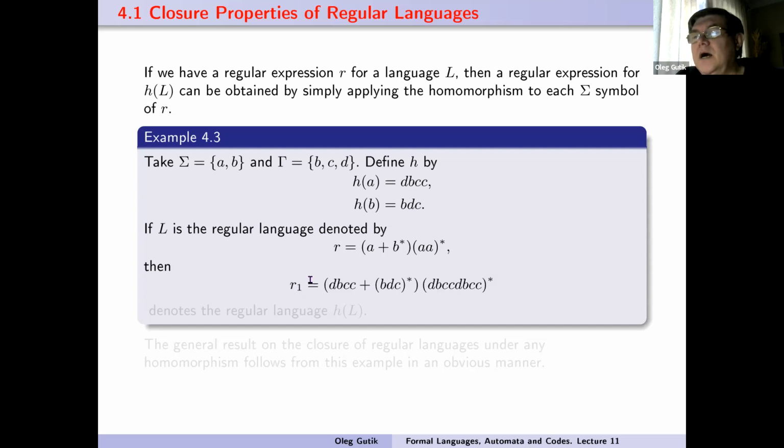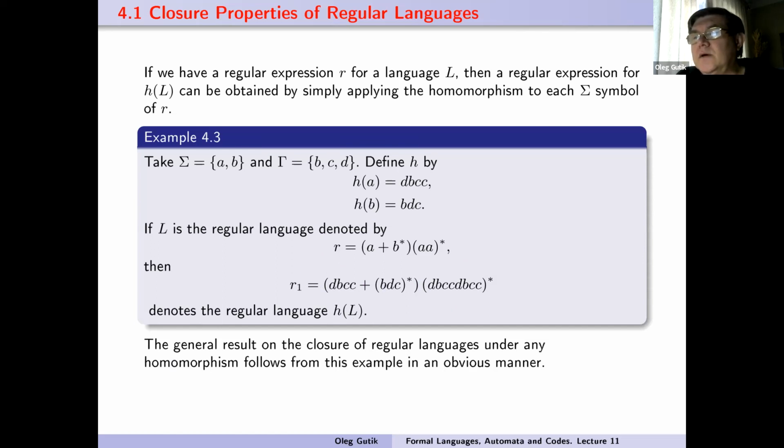If L is a regular language denoted by the following expression r = (a + b)* aa*, then r1 is equal to (dbcc + bdc)* dbcc(dbcc)*. Note the regular language h of L.